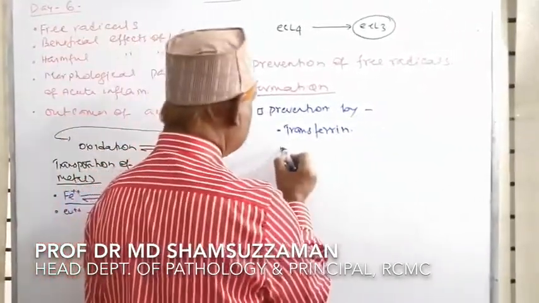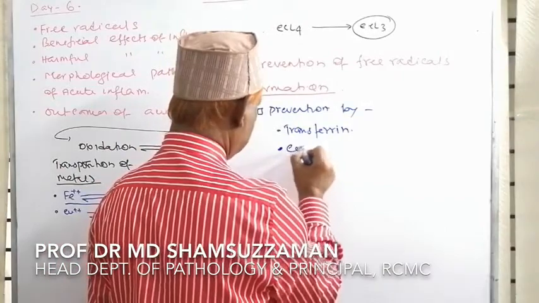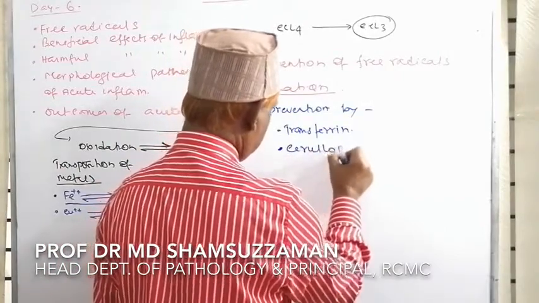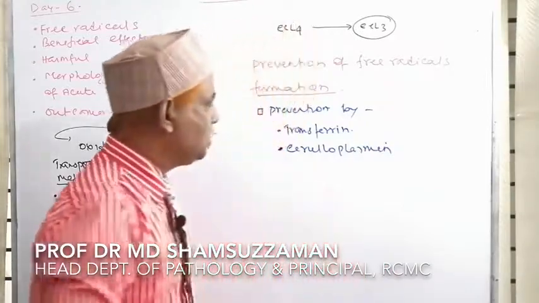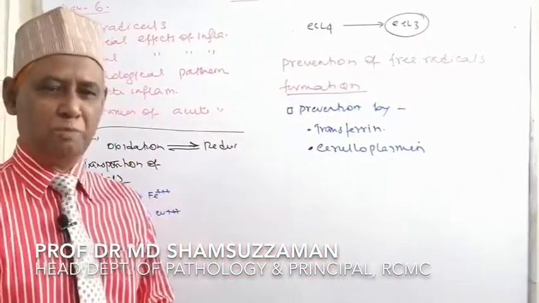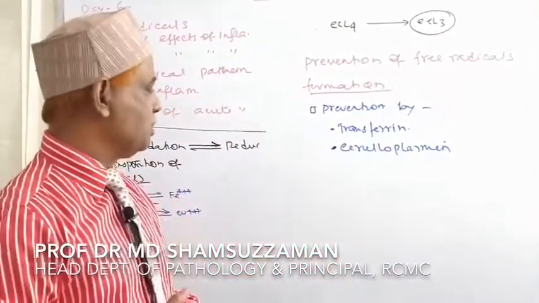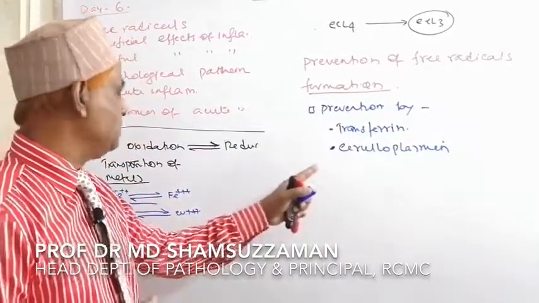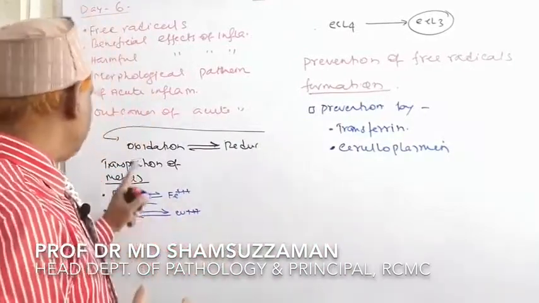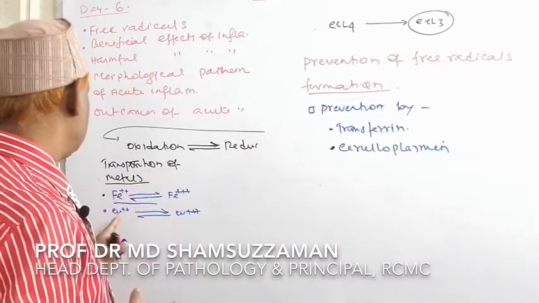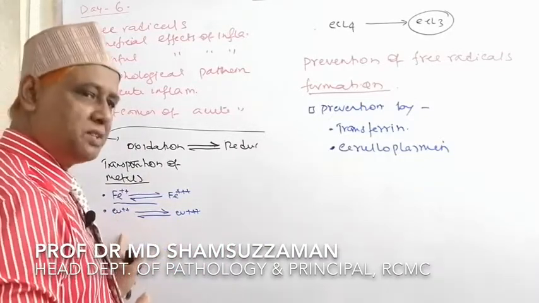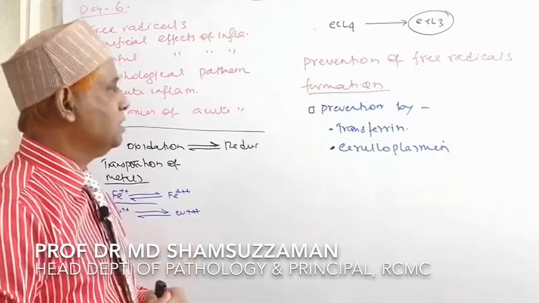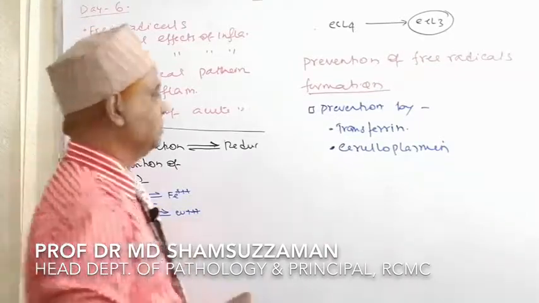Another is prevention by ceruloplasmin. Dear audience, you know ceruloplasmin is the carrier protein of copper. If ceruloplasmin binds the copper, there will be limitation of transposition of copper from cuprous to cupric or cupric to cuprous. So there will be prevention of free radical formation.